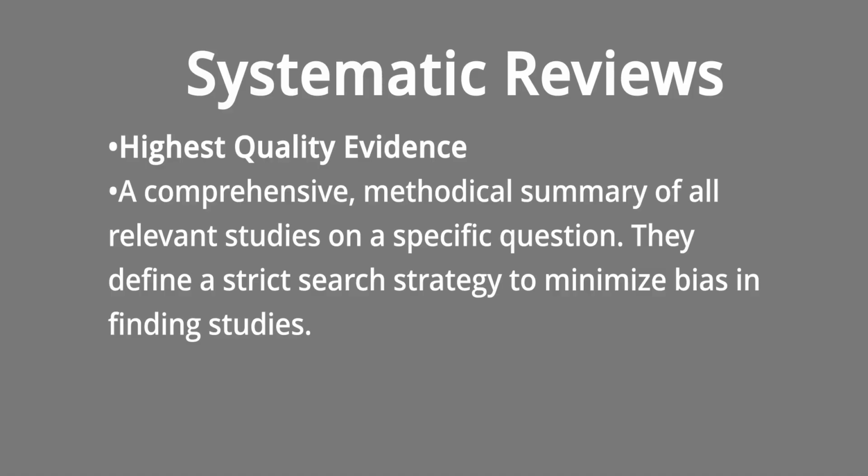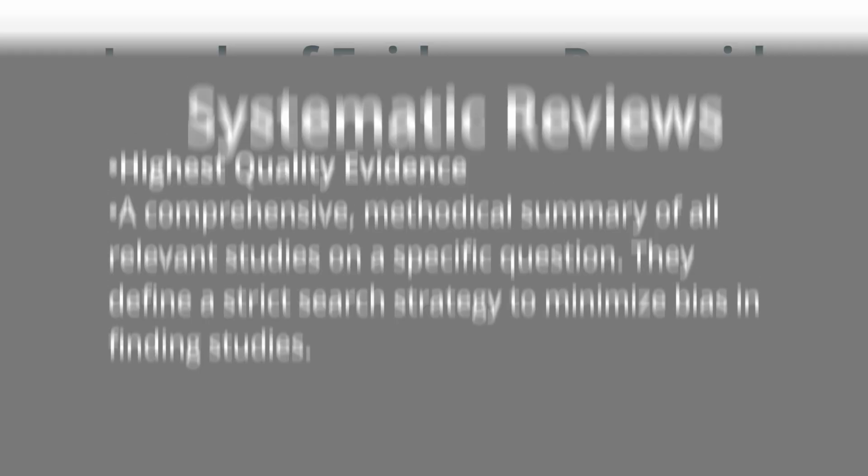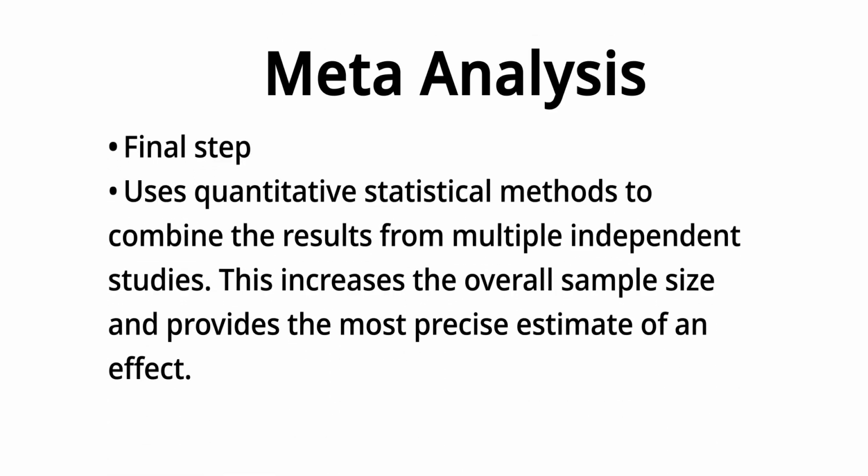Systematic reviews are a comprehensive, methodical summary of all relevant studies on a specific question. They define a strict search strategy to minimize bias in finding studies. A meta-analysis is often the final step of a systematic review. This uses quantitative statistical methods to combine the results from multiple independent studies. This increases the overall sample size and provides the most precise estimate of an effect.